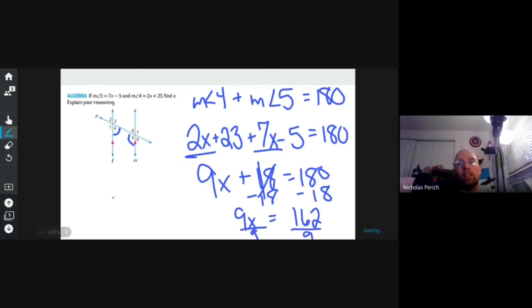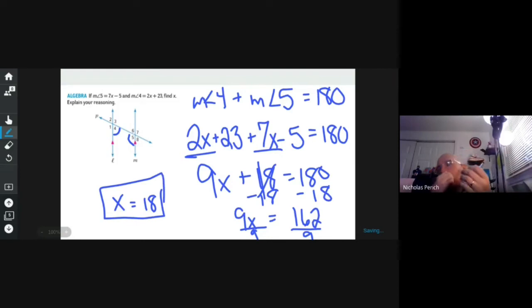Oh, cool. X equals 18. Good job to the three of you who got that out. Except for Camilla, you put like 1,888,888, which is incorrect. All right.